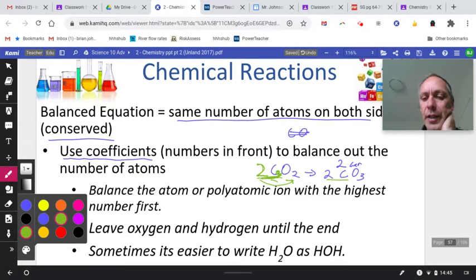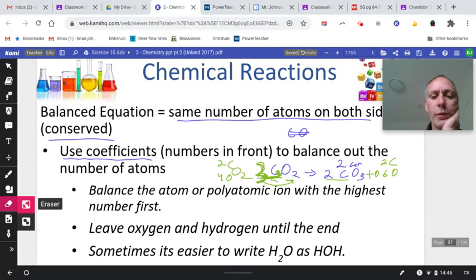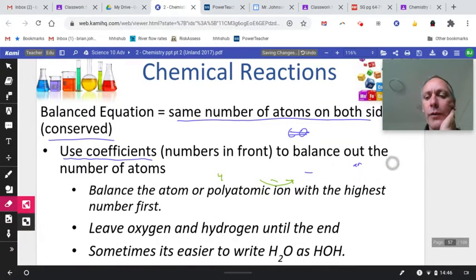Because now I have 2 carbons and 4 oxygens, and on this side I have 2 carbons and 6 oxygen. So I would have to change this to a 3 to get 6 oxygen. And now that's going to mess up my carbon. So this one never balances. I'd need to have another oxygen over there, but you get the idea. Back and forth. So we'll do some realistic examples. Just want to get rid of that. So coefficients only, not subscripts, is the moral of the story on that one.